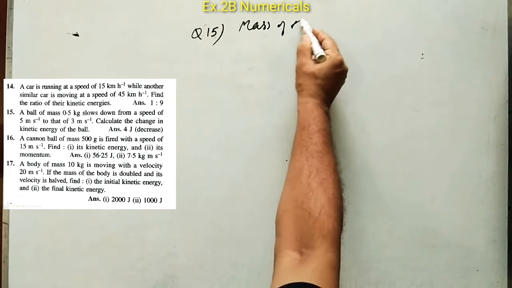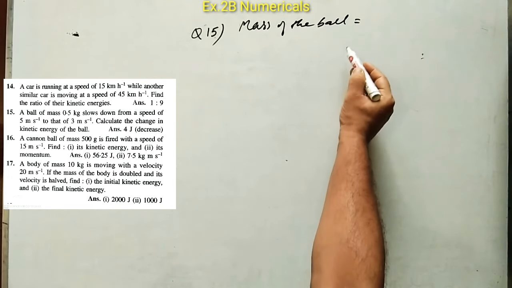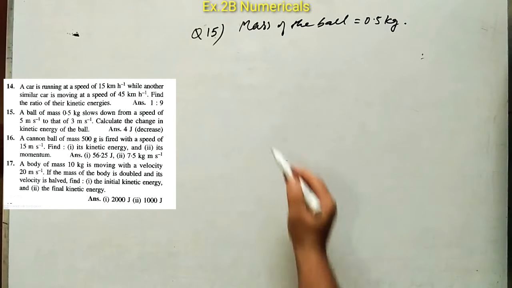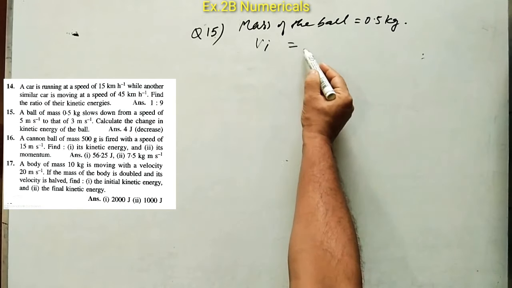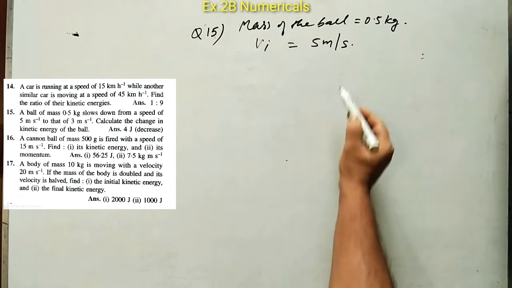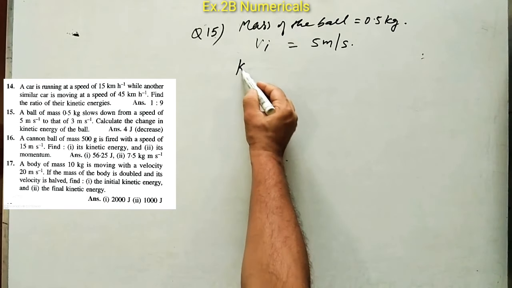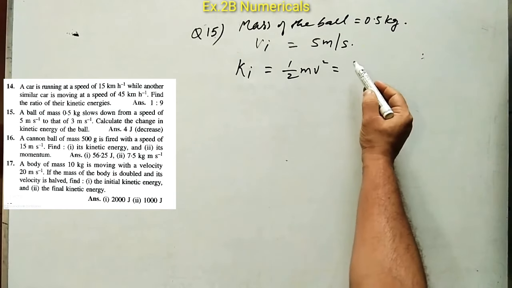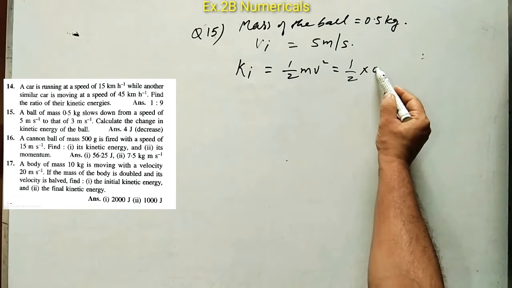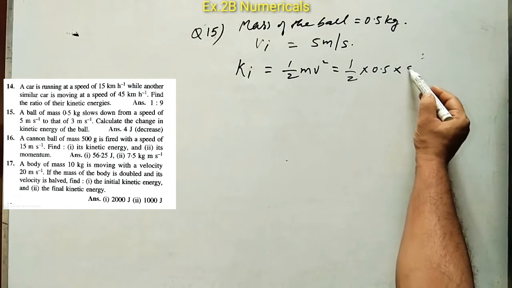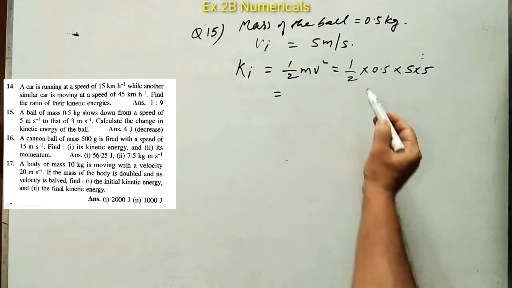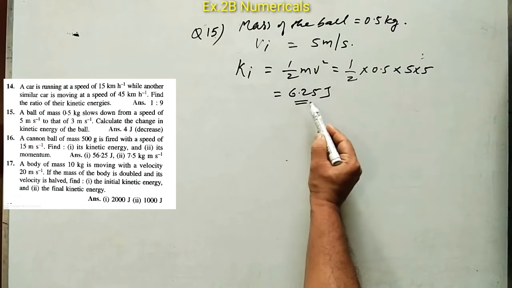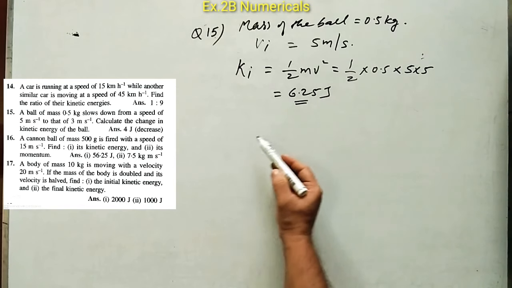Mass of the ball is given as 0.5 kilogram. Clear? Initial velocity Vi is given as 5 meter per second. So what is the initial kinetic energy of the ball? Ki is half mv square. So place the values in the formula: 1/2 into 0.5 into 5 into 5. Solve it and see. We are getting the answer as 6.25 joule. This is the initial kinetic energy of the ball.